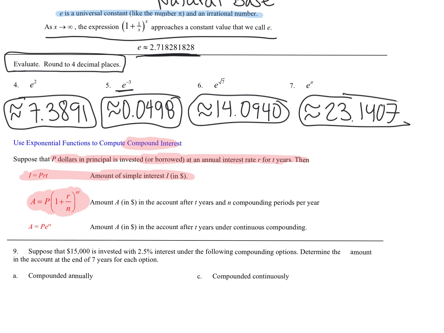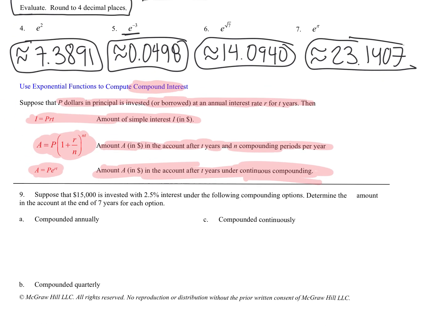We can also use a different formula if we have compound interest instead of simple interest. We'll use this formula, where A is the amount of money in the account after T years, and N is the compounding periods per year. And then we use A equals Pe raised to the rt. I call this PERT. And that is whenever we're using continuous compounding. So those are the 3 different types of formulas we can have.